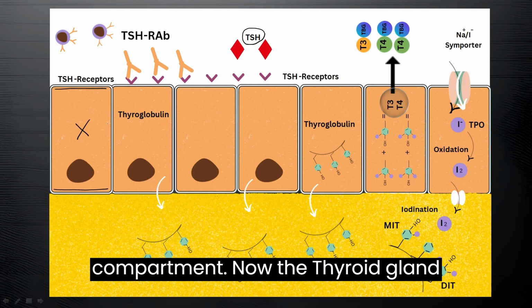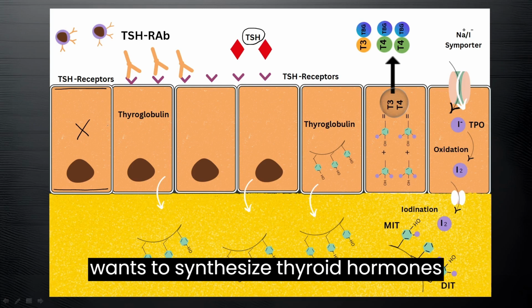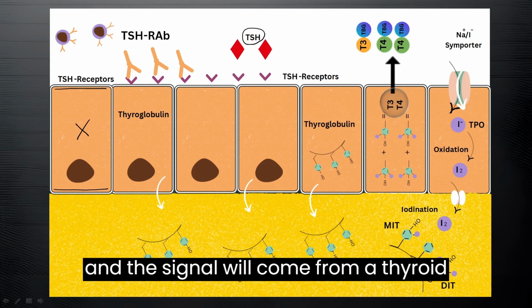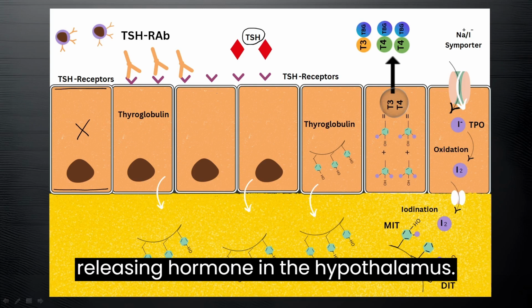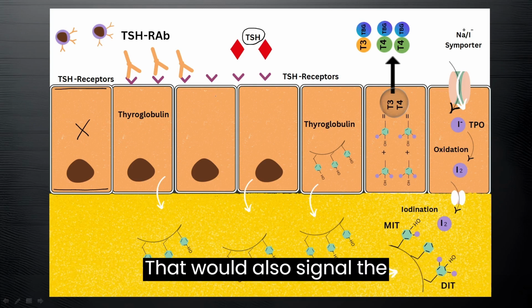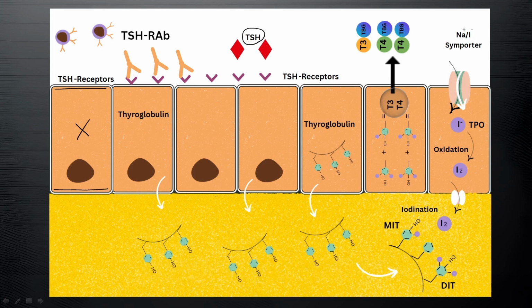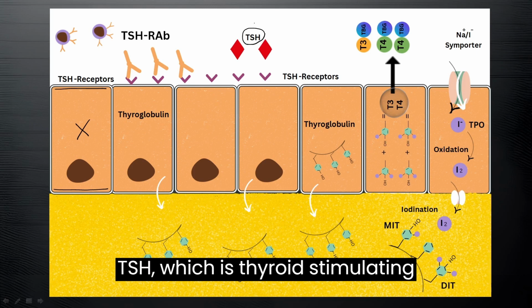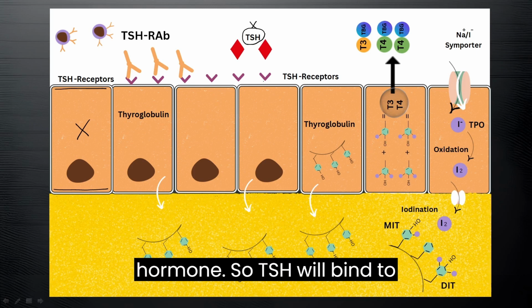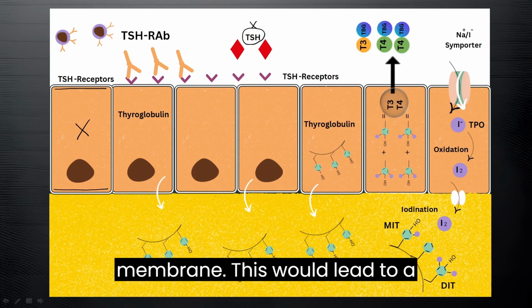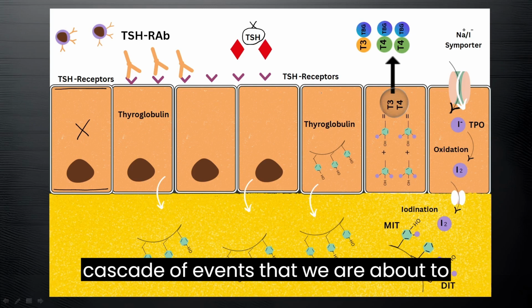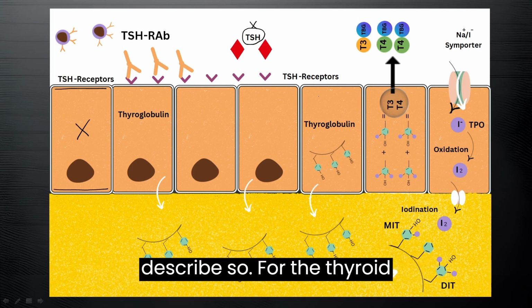Now, the thyroid gland wants to synthesize thyroid hormones, and the signal will come from thyrotropin-releasing hormone in the hypothalamus that will also signal the TSH, which is the thyroid stimulating hormone. So, TSH will bind to TSH receptors on the thyroid membrane. This would lead to a cascade of events that we're about to describe.